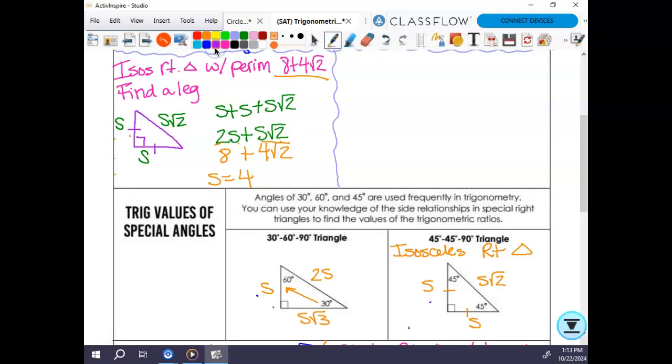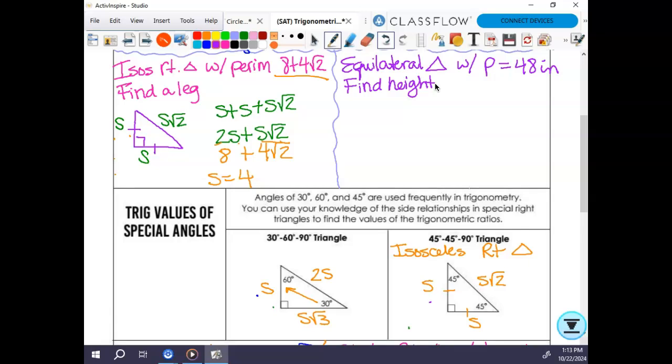Here's the next one. So we have an equilateral triangle with perimeter equals 48 inches. We want to find the height. So tell me what you know about an equilateral triangle. All the side lengths are equal, because that's what that means: equilateral, equal sides.